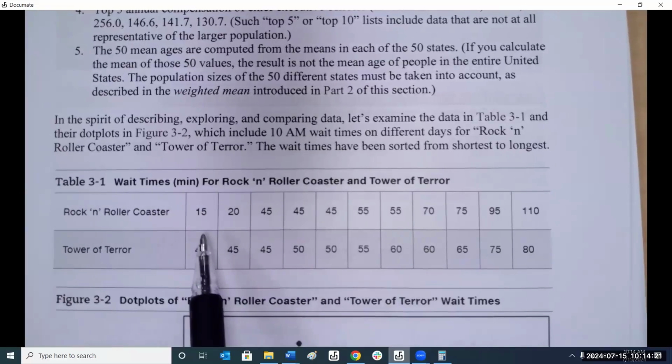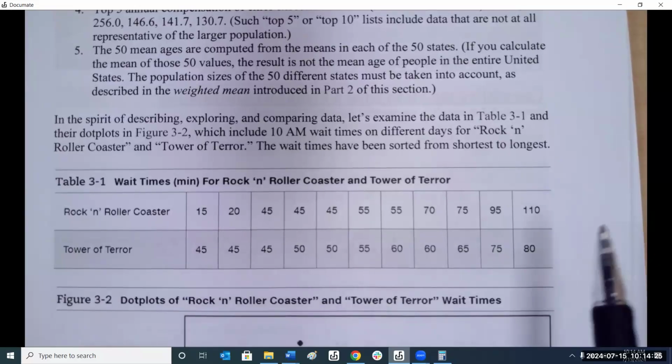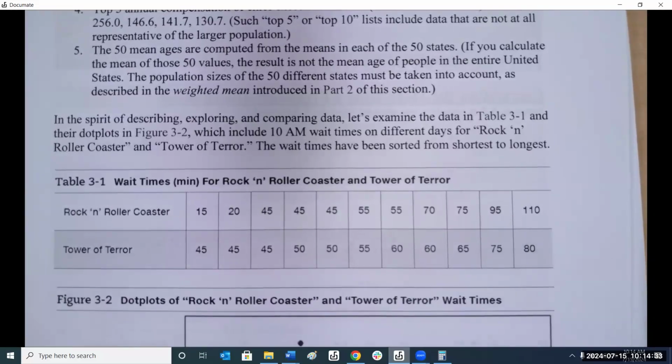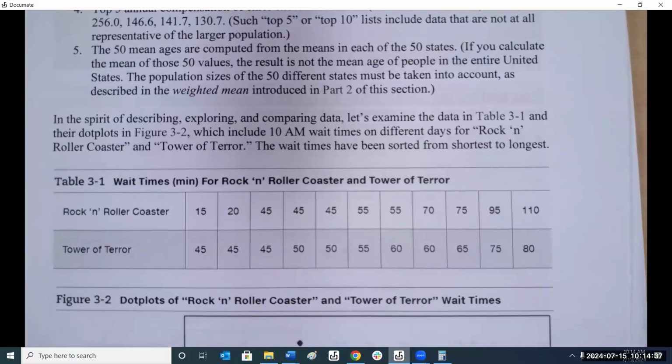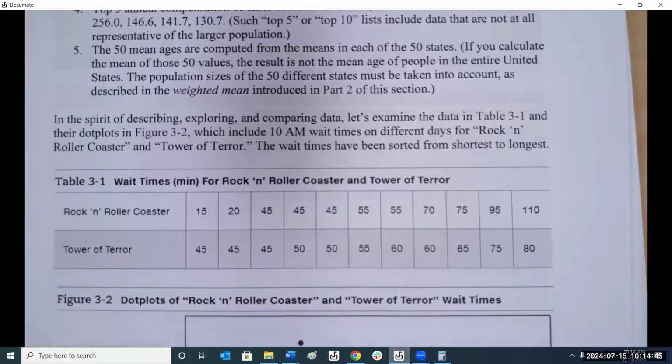Yeah, but the wait time is also 15 minutes at the low end. And at the high end, you're right, it's 110 minutes. That's close to 2 hours to wait. And I've done that before. The Tower of Terror is all the way between 45 and 80. We can't tell by looking at the data which one's a better deal.